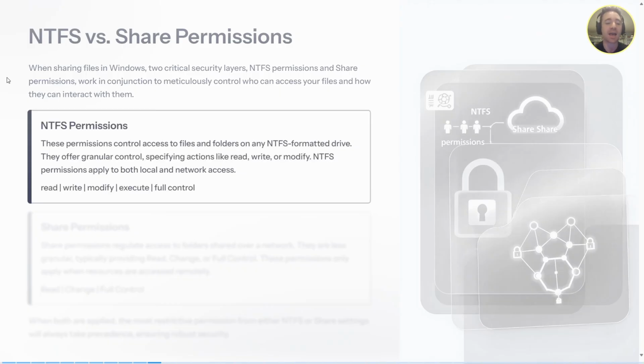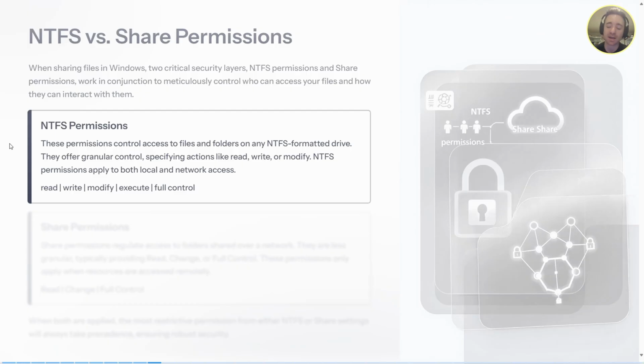So the first is NTFS permissions. These permissions control access to files and folders on any NTFS formatted drive, which is the Windows default file type. They offer granular control. So NTFS permissions give us more granular, more specific levels of control. They specify actions like, for example, read, write, modify, execute, and full control. You can be given any one of those. NTFS permissions apply to both local and network access.